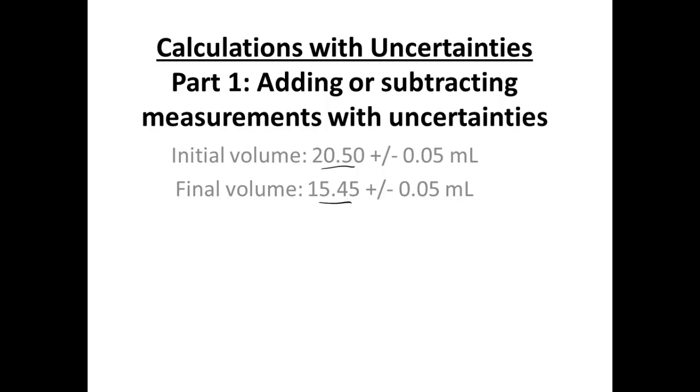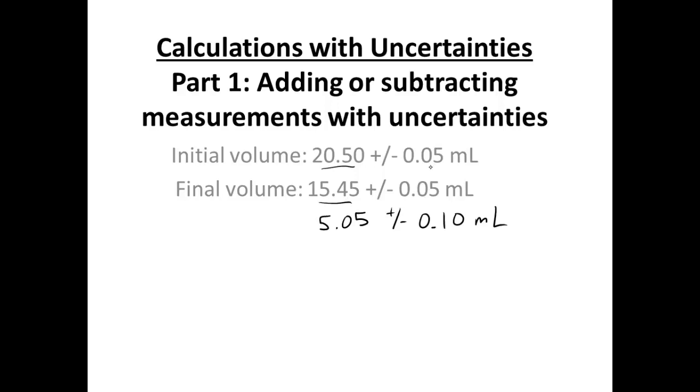So let's just go through the answer here, and then we'll work backwards, and we'll show you why that's the case. The main thing to remember is when you're adding or subtracting, you need to add the uncertainties together. So the difference in the volumes is 5.05 milliliters. And if we add the uncertainties together, we get 0.10 milliliters.